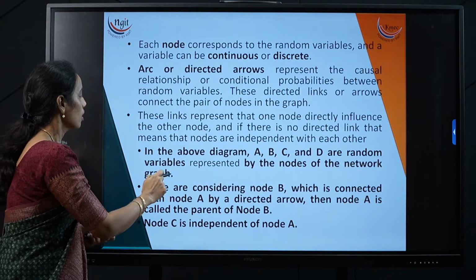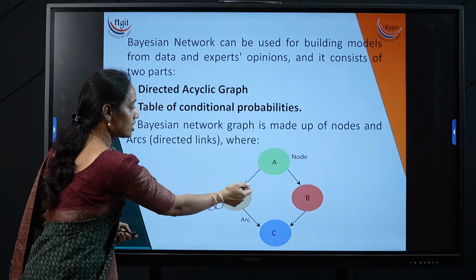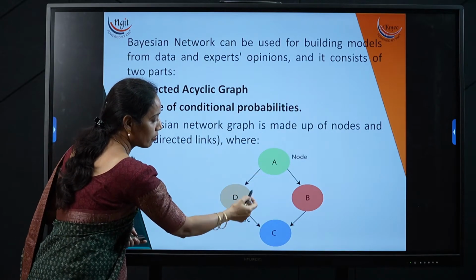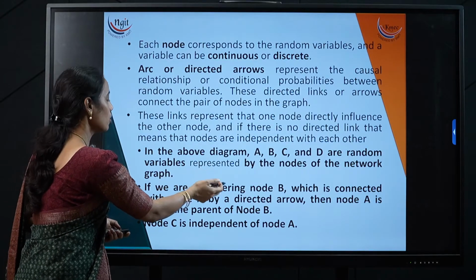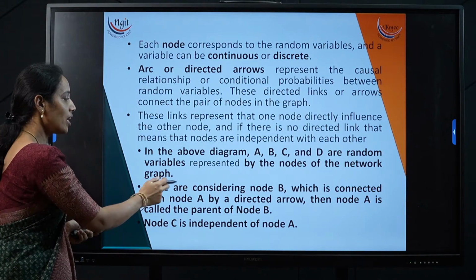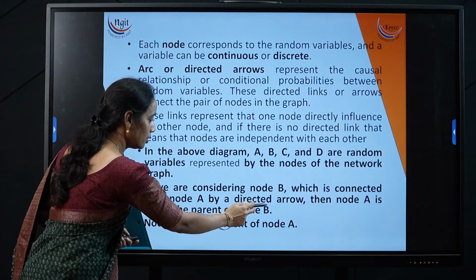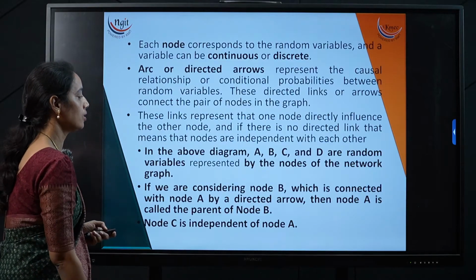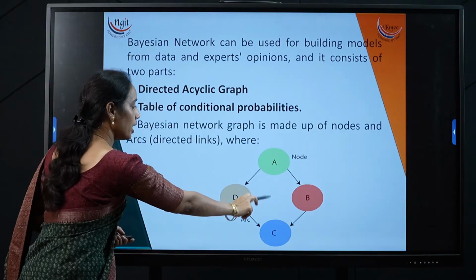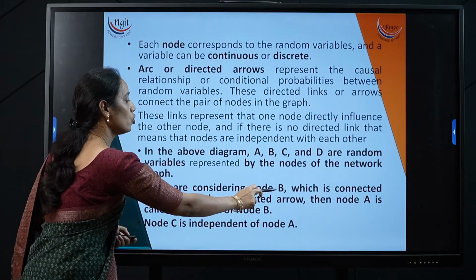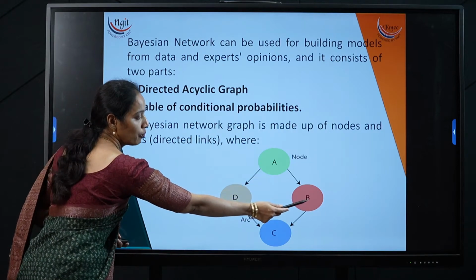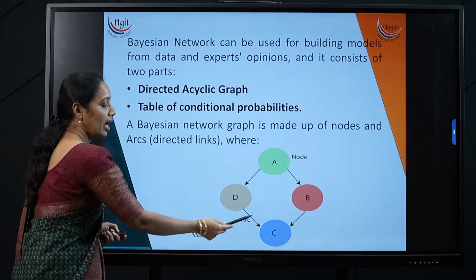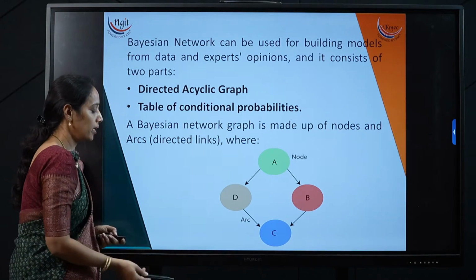In this diagram we can see that there are five random variables A, B, C, D, E, which are represented by the nodes of this network graph. When we consider node B, which is connected with node A by a directed arrow, node A is called the parent of node B. Node A is the parent of B as well as D, and C is the independent node.